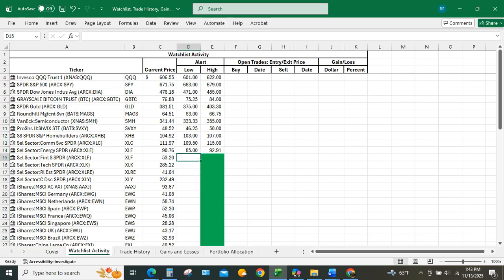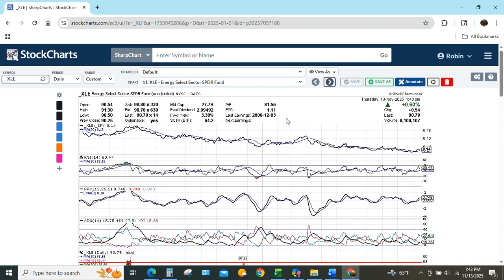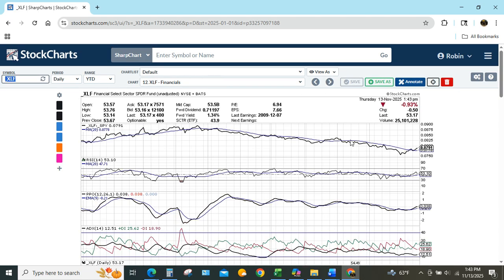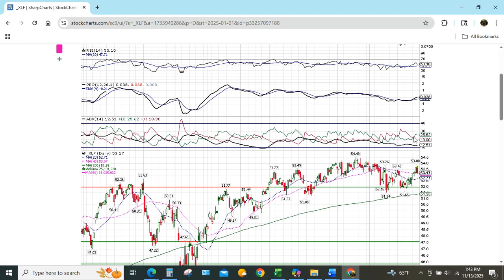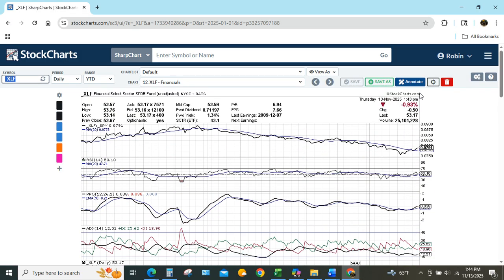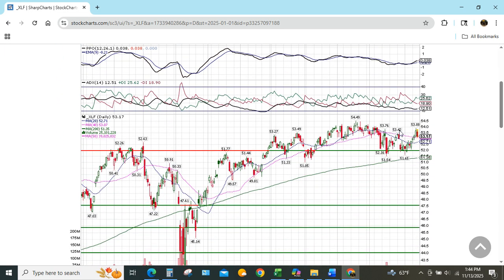Okay, XLF. All right, so the financial sector, you can see that this is getting some strength against SPY. That's interesting. But we'll talk more about the indicators in another video. Because right now I'm just trying to set up this watch list so we can kind of follow it moving forward.